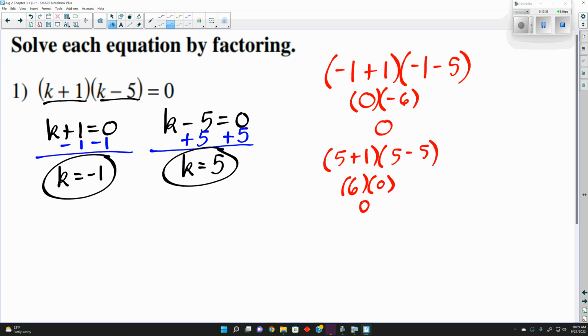This here is one of the first methods we will have with solving quadratics. Questions on this here? Okay.